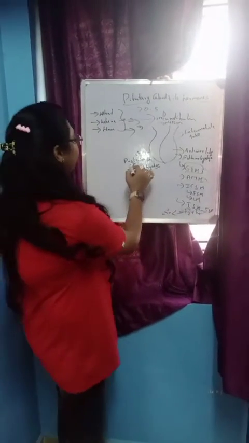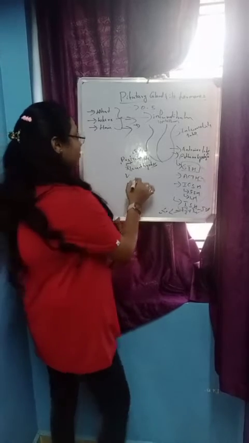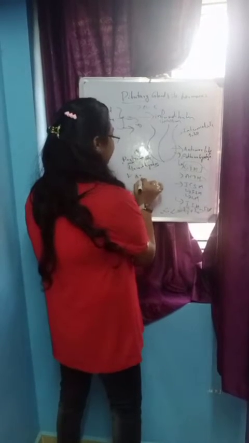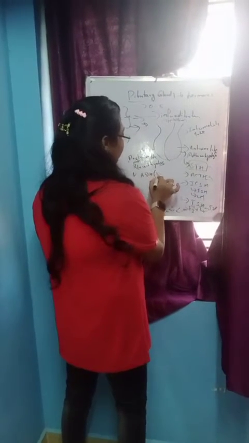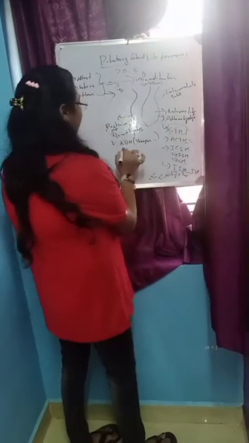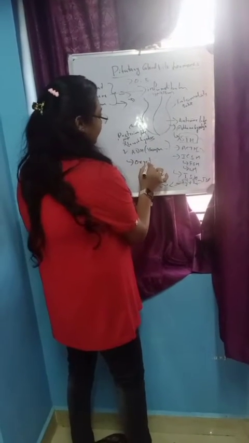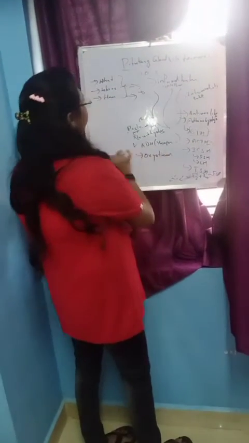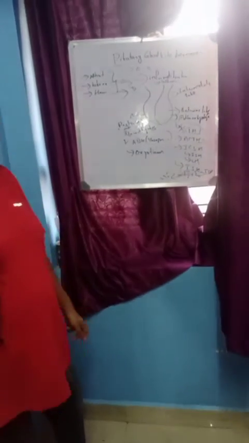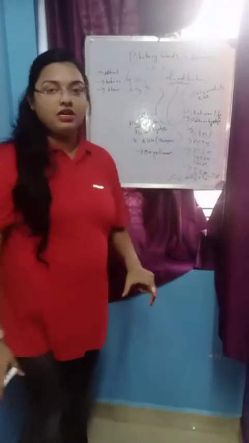And the posterior lobe, if I come here, it will secrete two hormones. One is ADH, commonly known as vasopressin, the antidiuretic hormone, and the second one is oxytocin. This is the brief review about the pituitary gland and its hormones.